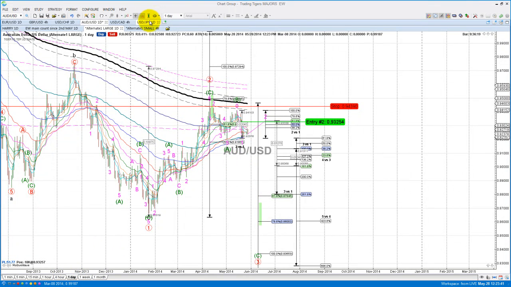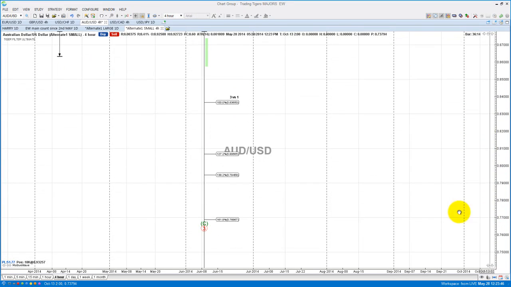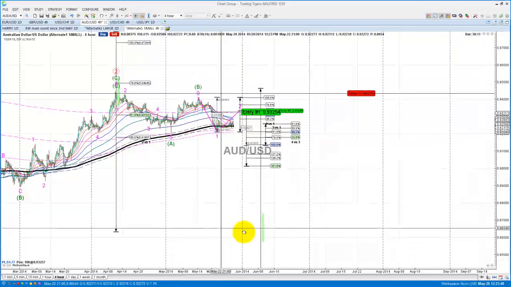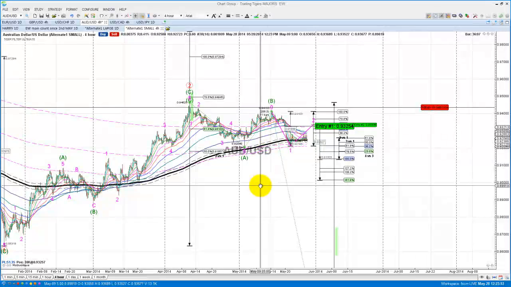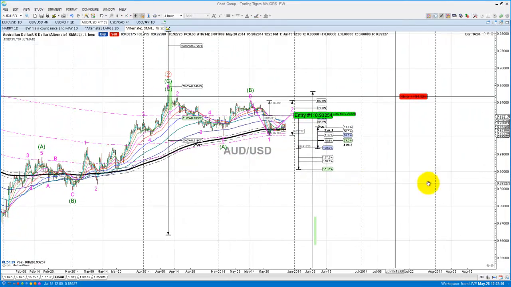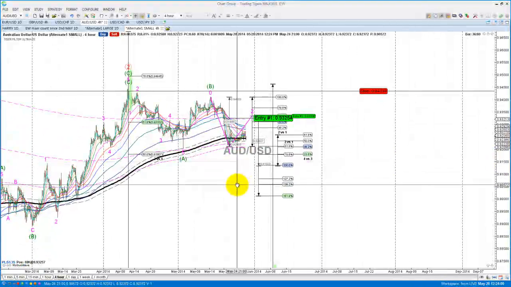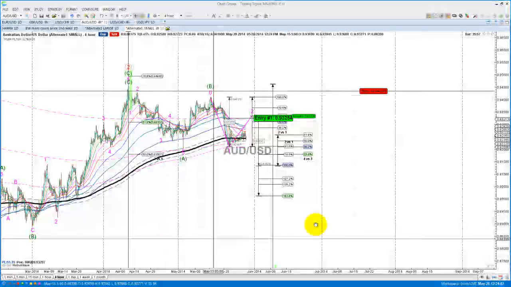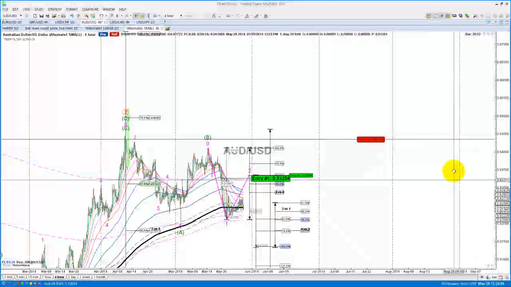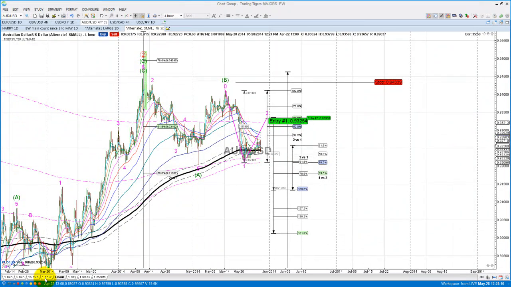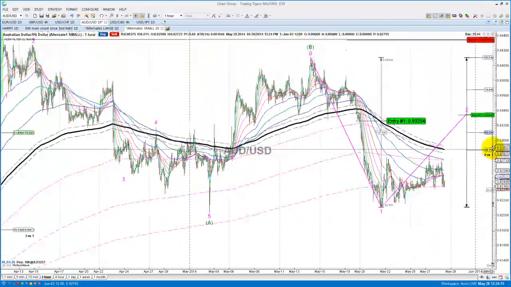So if I knock it down to the 4 hour, I can give you the 4 hour. Apologize, it's come a little bit small. You can see here we are in an ABC move for the intermediate, and the intermediate now is in a C move. But when we scroll it down further, we come into the minor degree. For the minor degree, we'll have to knock it down to the 1 hour chart. We can actually get a better perspective of that.